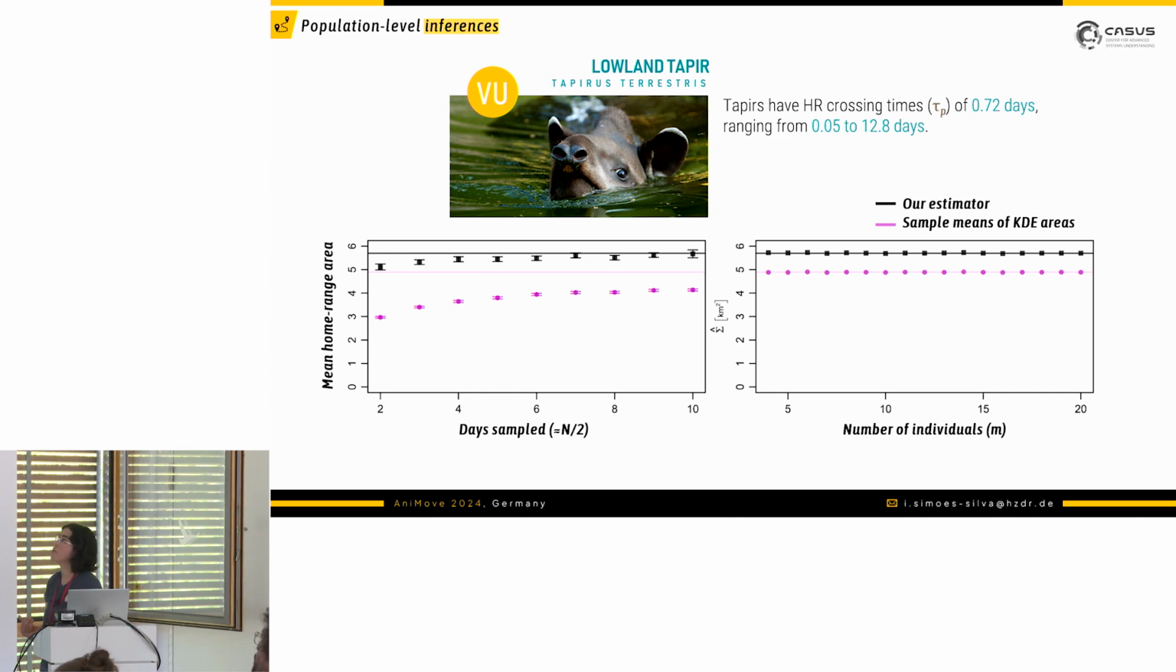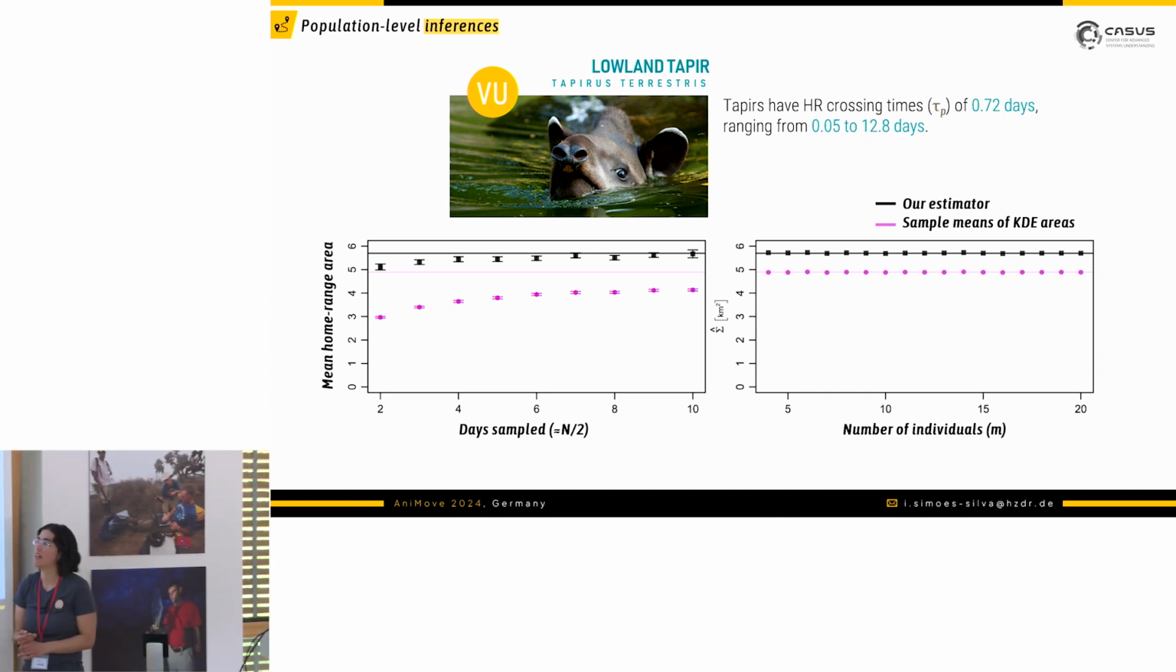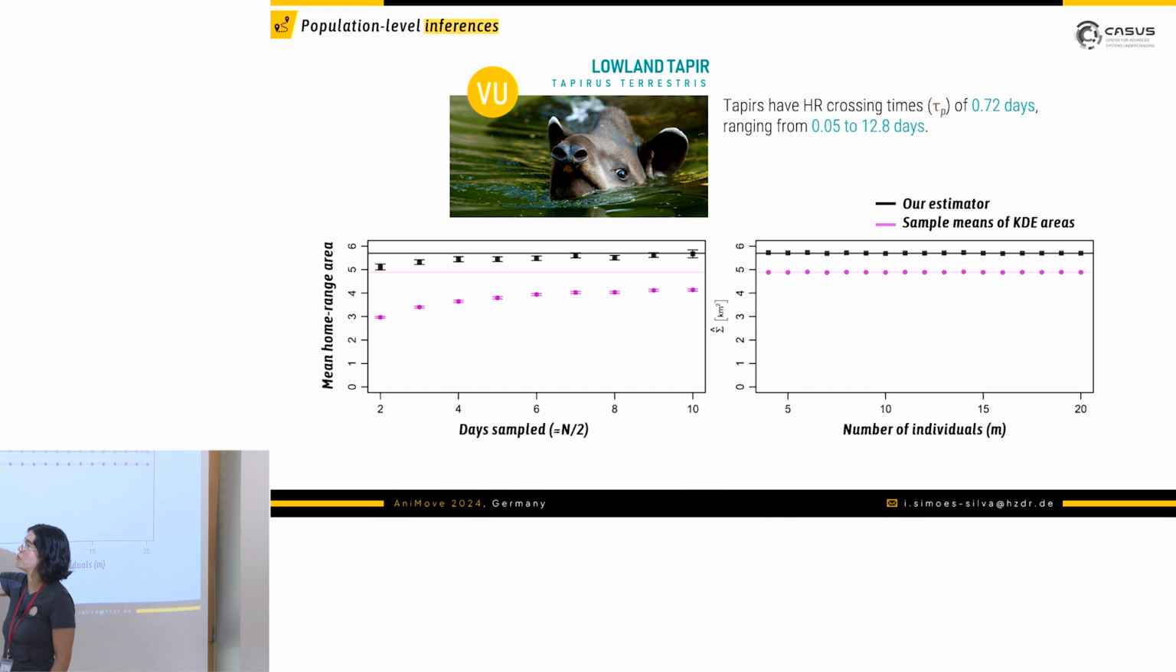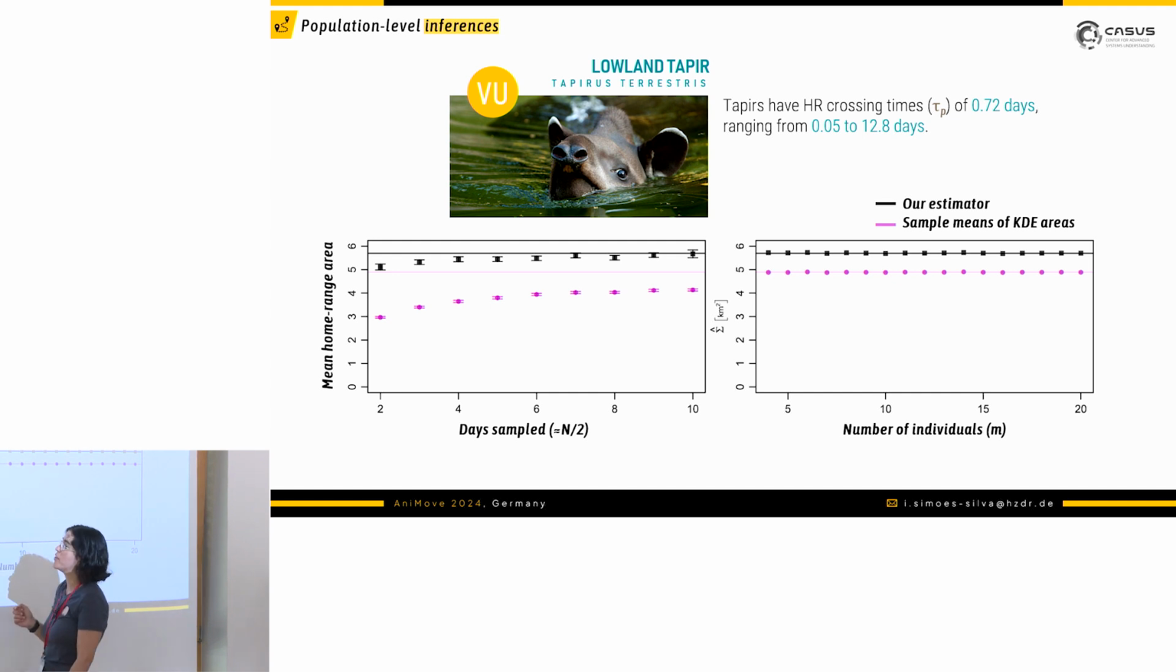So this is just an example with lowland tapirs again. If you remember, I showed it earlier. They have a home range crossing time of less than a day, so very quickly they cross their home range. So they're a good case study to look at the effects of essentially subsampling and seeing how different truncated data sets have on this mean home range area, right? The pooling of data and the propagation of uncertainty. And this is comparing the sampling mean, so just getting the point estimates and getting the mean directly, or using our method, which would do this hierarchical modeling.